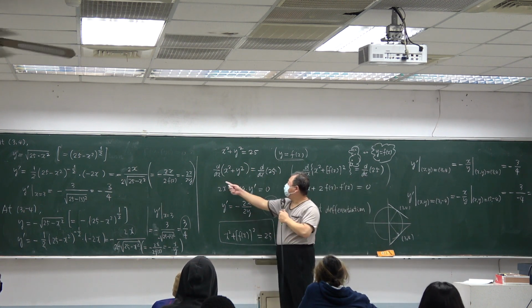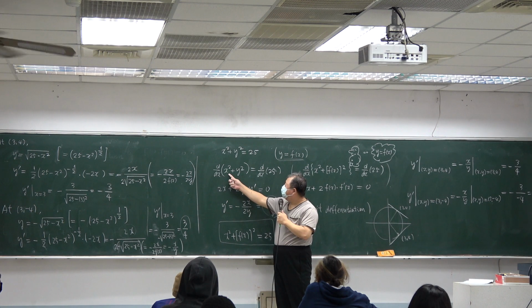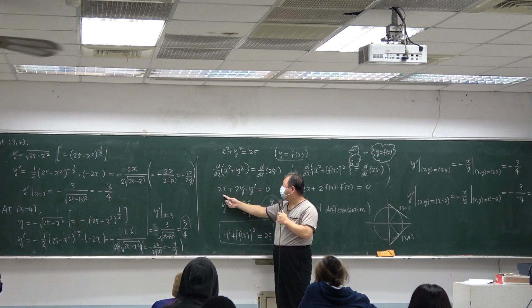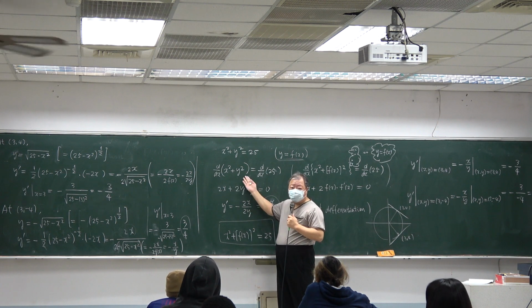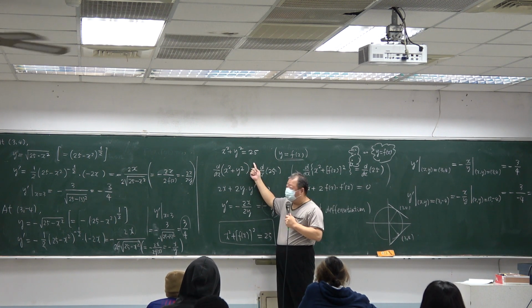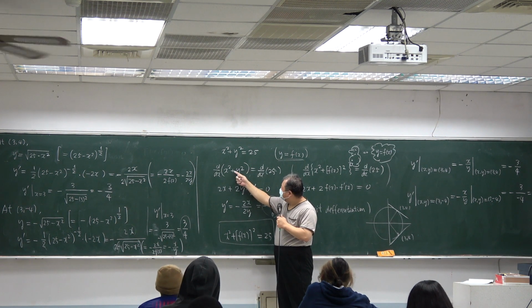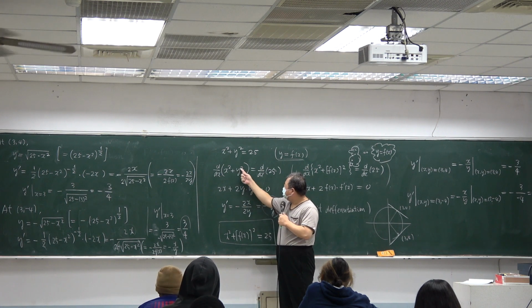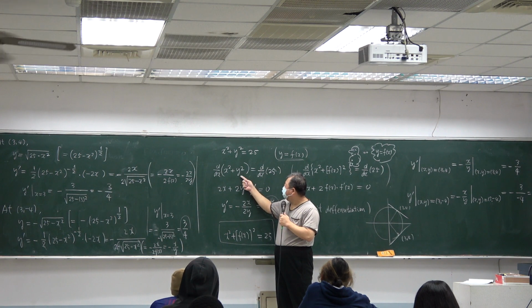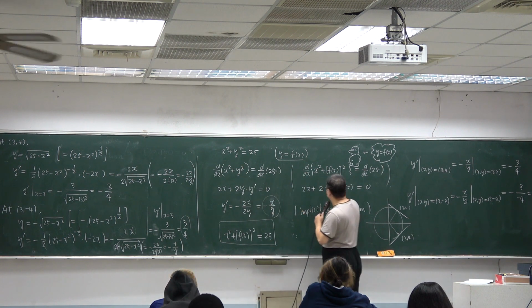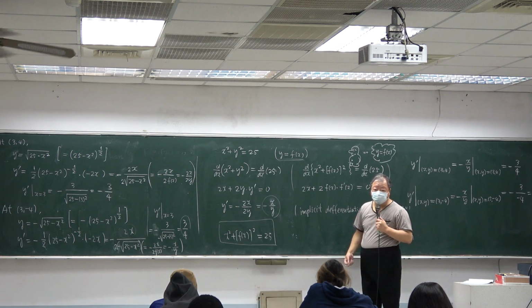So differentiate this with respect to x. x is the independent variable. Of course, this is 2x, but this is a composite function: f(x) first, then squared. So we certainly use the power rule first, then differentiate the inner one. The outer one is the square function. The inner one is the function y.